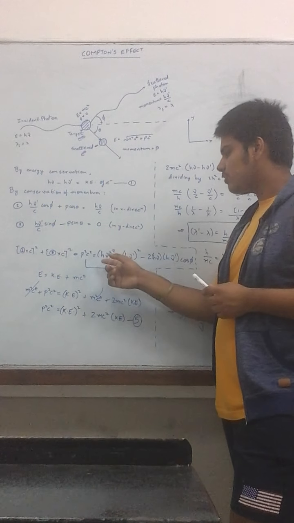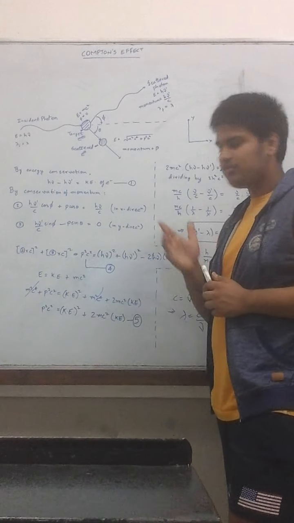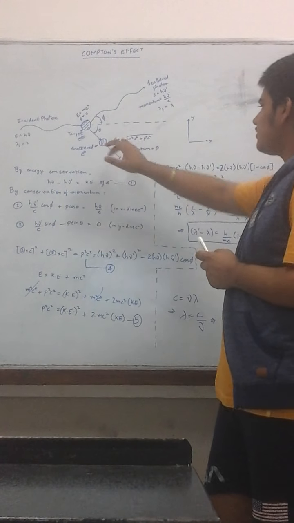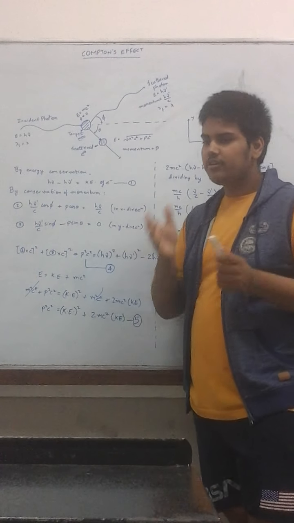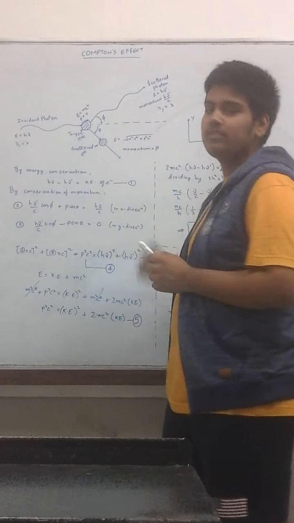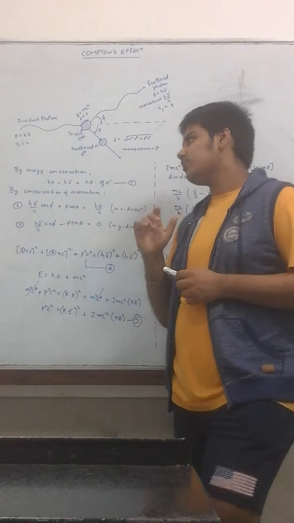c square is equal to (h nu) whole square plus (h nu dash) whole square minus 2 h nu h nu dash cos phi. Next thing I will discuss is the total energy of any particle in modern physics. If you want to write it in terms of rest mass and momentum of that particle, it is written as root of m square c to the power 4 plus p square c square.